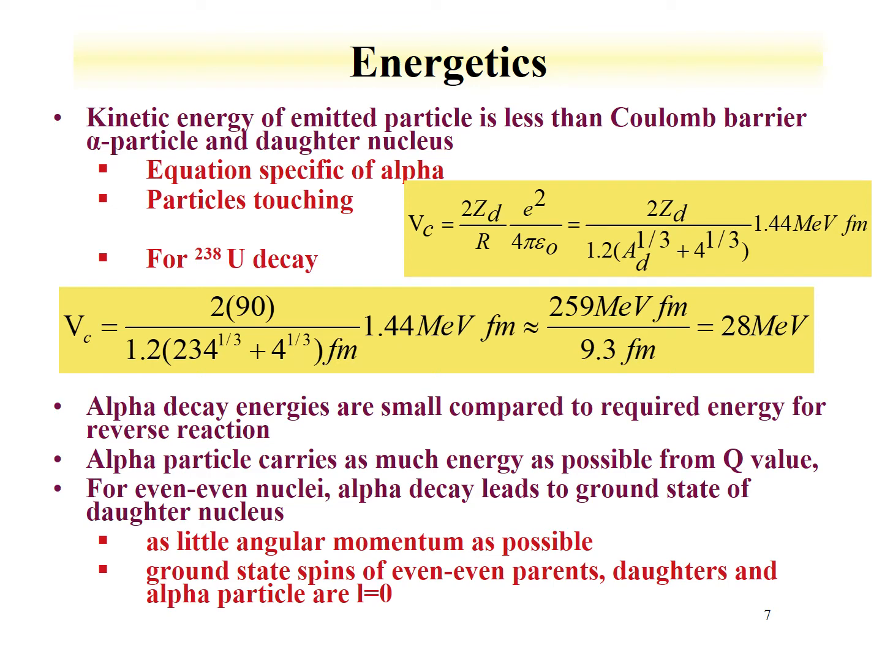So this says the alpha decay energy, while it is emitted with on the order of 4 MeV, to reverse the reaction would take 28 MeV. So the alpha decay energies are small compared to the energy required for the reverse reaction. This is an idea that can be used to figure out how this mechanism occurs and how the alpha particle leaves the nucleus.